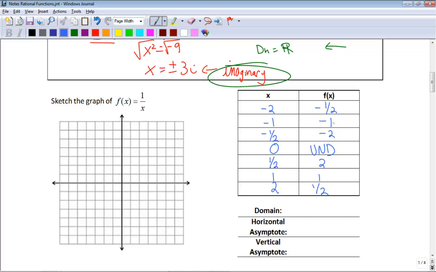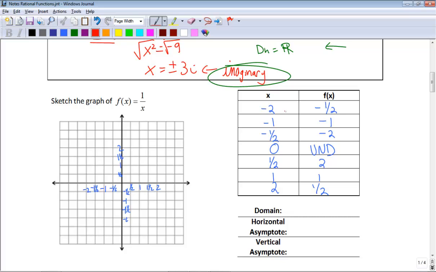So let's graph all these values on this coordinate system. So the first point I have is negative 2 and negative a half. Let's have all of these count as a half. So here would be negative a half, negative 1, negative 1 and a half, negative 2. Same thing here. Here's positive a half, positive 1, positive 1 and a half, positive 2, and then positive a half, positive 1, positive 1 and a half, and positive 2.